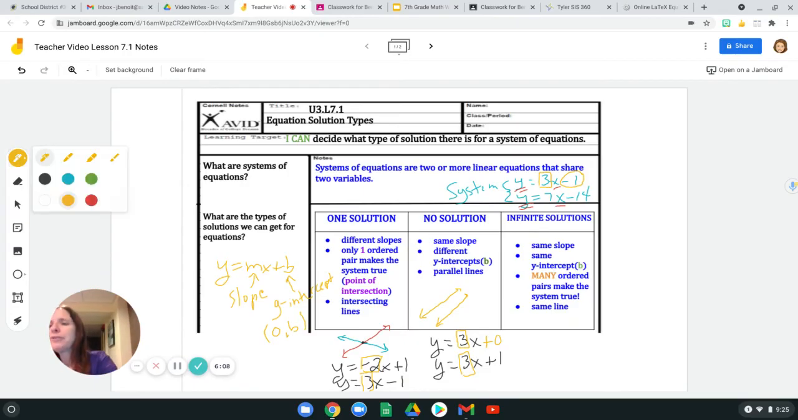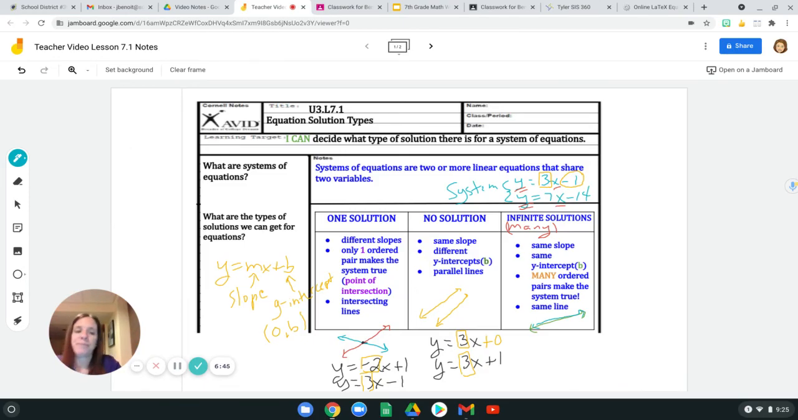All right, and then our third solution type were infinite solutions. We also refer to that as many solutions, so I'm going to write that in here. Infinite or many solutions. The description of these kind of lines in this system, they have the same slope. They have the same y-intercept. Many ordered pairs make this system true because they are the same line. So you have a line made from one equation, and then you have the same line made from another equation.